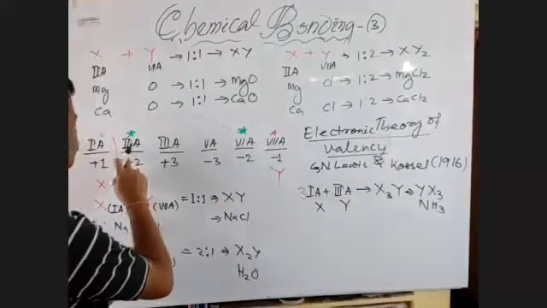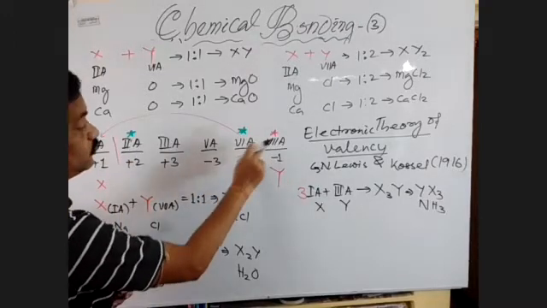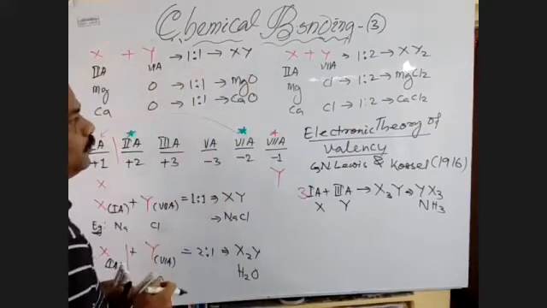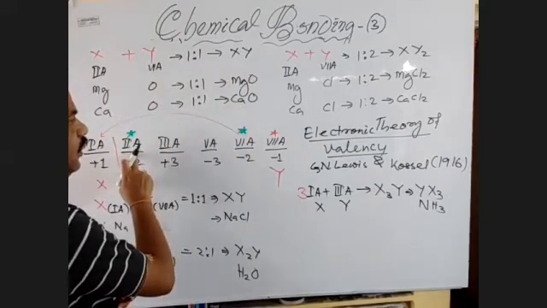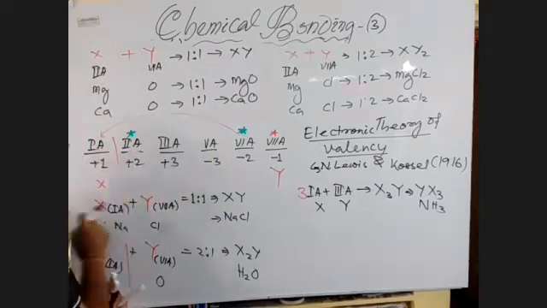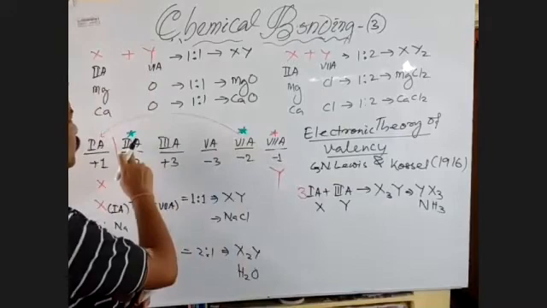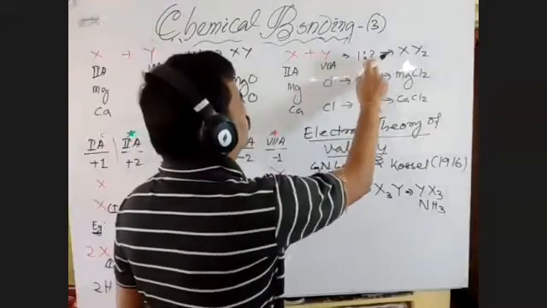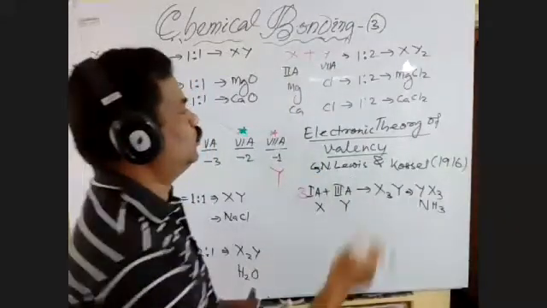Now similarly, second A has a tendency to lose 2 electrons. So first it will find the 2 electrons, so there will be a 1 is to 1 ratio, and it will form XY, like MgO, CaO. If you take second A and seventh A, second A has a tendency to lose 2 electrons, but seventh A has a tendency to gain 1 electron. That's why if a combination takes place between second A and seventh A, the ratio will be 1 is to 2. The chemical formula will be XY2, like MgCl2, CaCl2.